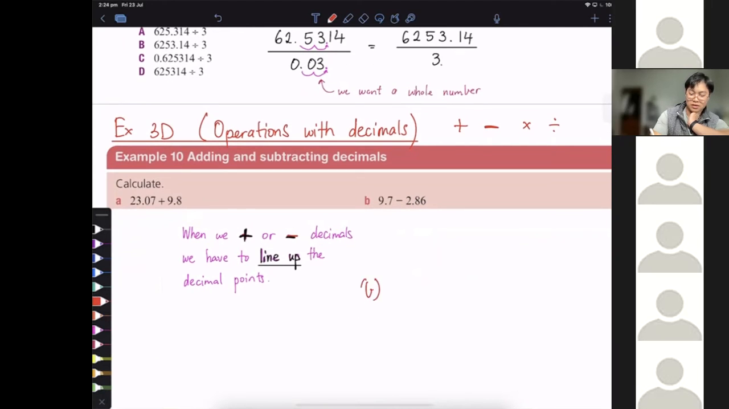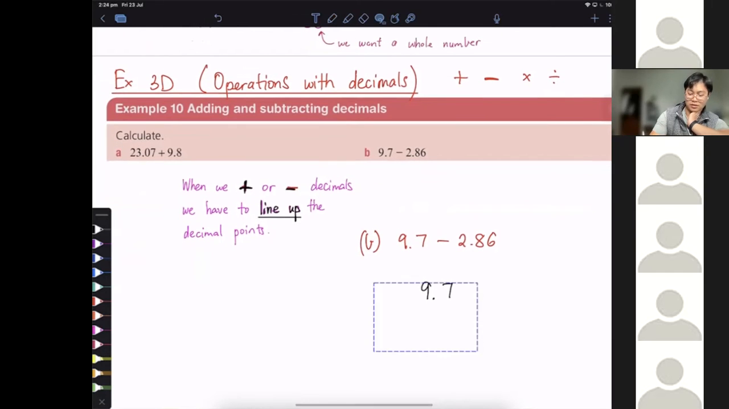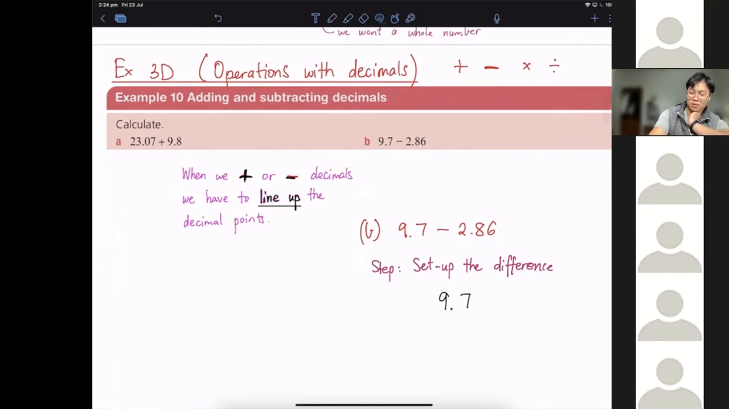Here's question B. We've got 9.7 minus 2.86. So here's the working out. 9.7. So step 1. Set up the difference. The word difference is the same as subtraction, yeah? Or minus. So set up the difference.